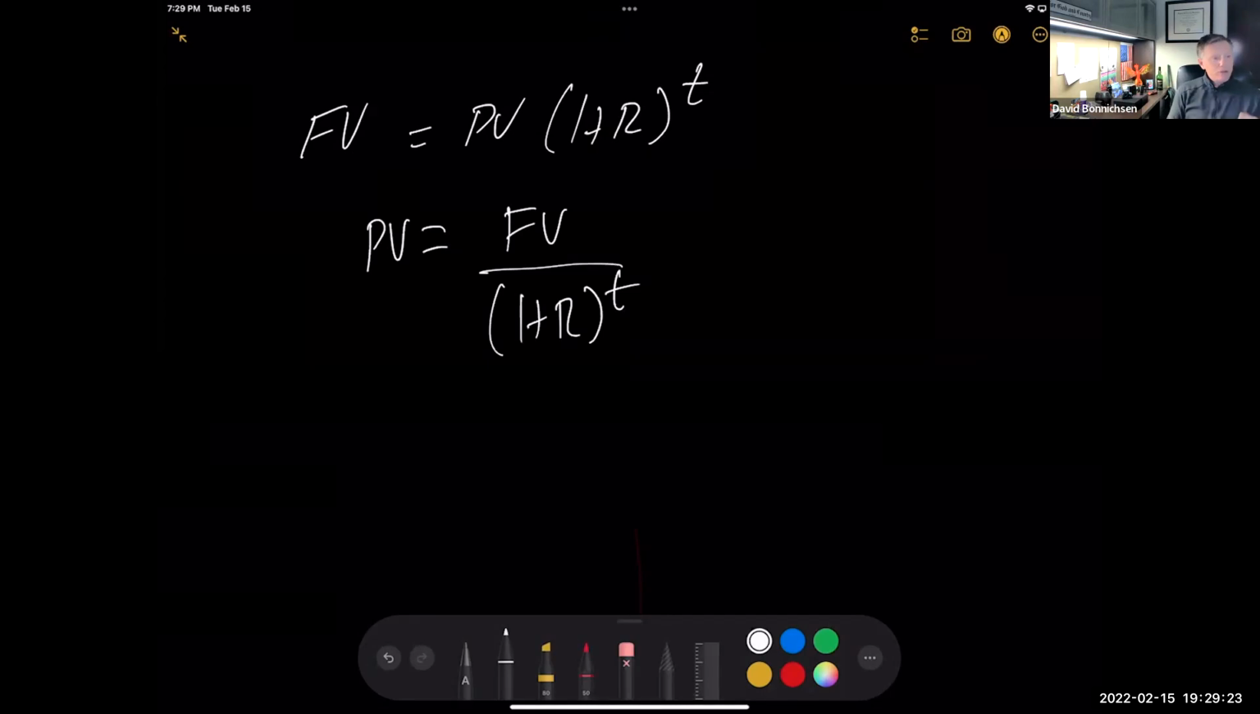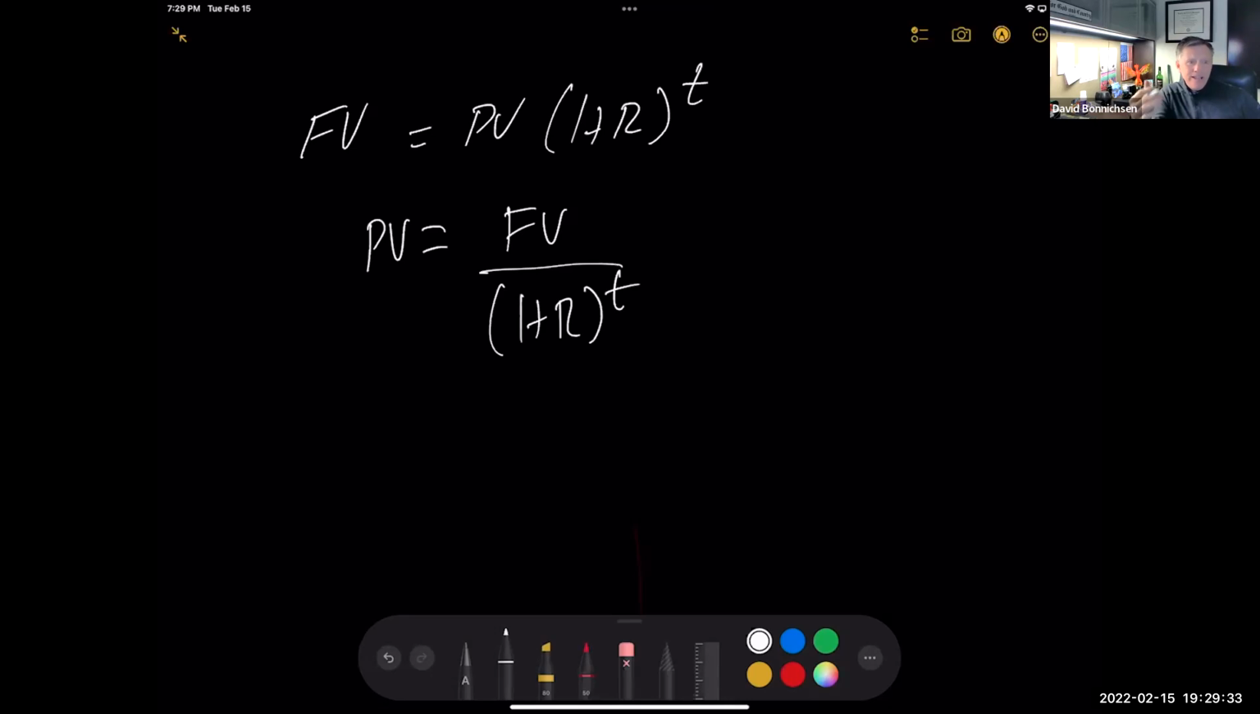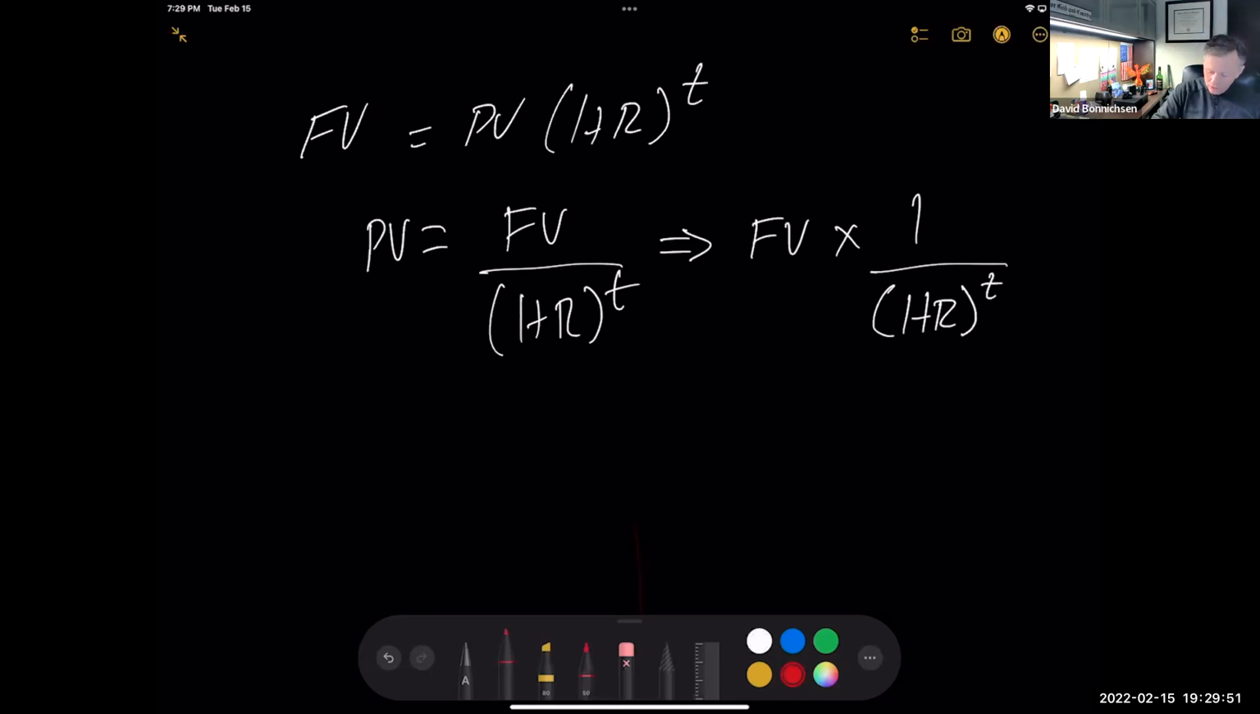Okay, but then we took it one step further to simplify things, because we want to know at what rate I am discounting all of those future values for each period of time in the future. Because now we're dealing with multiple cash flows. And so we split this out into FV times 1 over 1 plus my rate to the time. And we called this the discount factor.